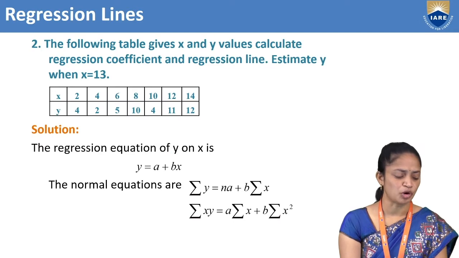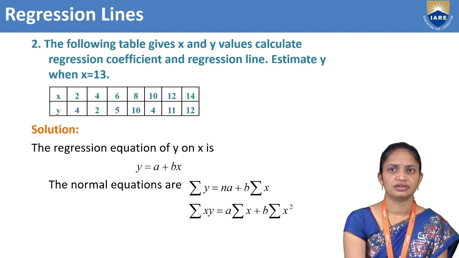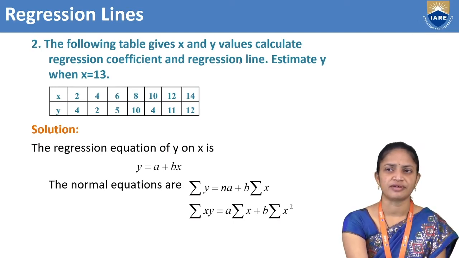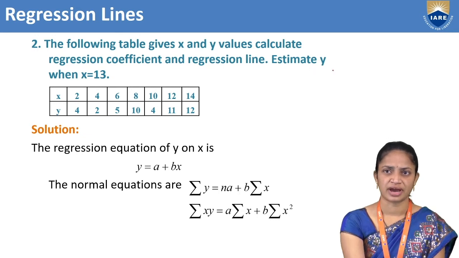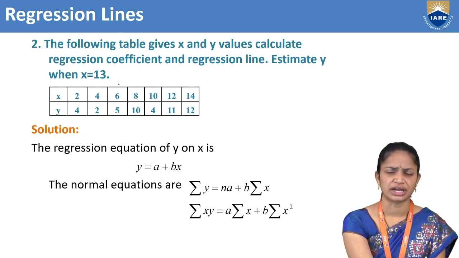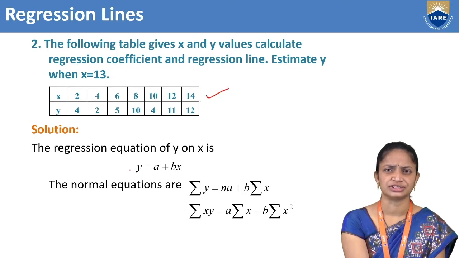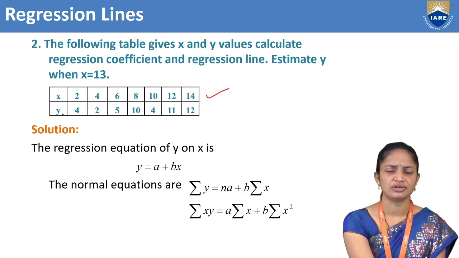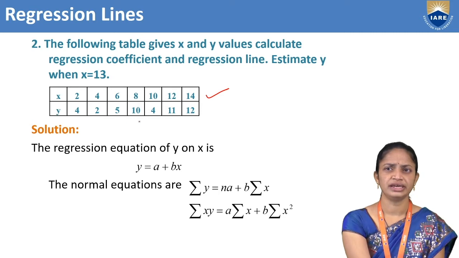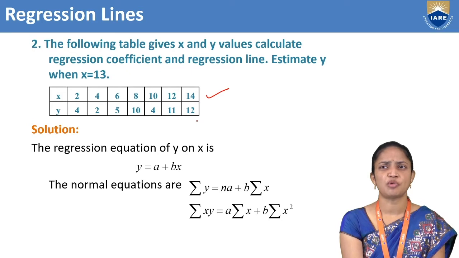So coming to the next problem. The following table gives x and y values. Calculate regression coefficient and regression line. Estimate y when x equal to 13. So here x values are 2, 4, 6, 8, 10, 12, 14. These are the small x values. And y values are 4, 2, 5, 10, 4, 11, 12. These are the small y values.